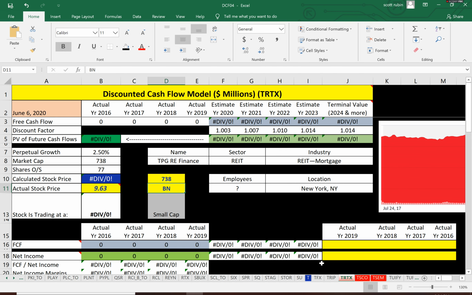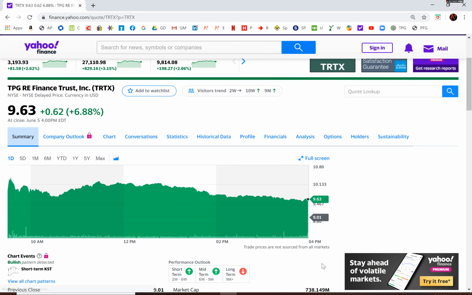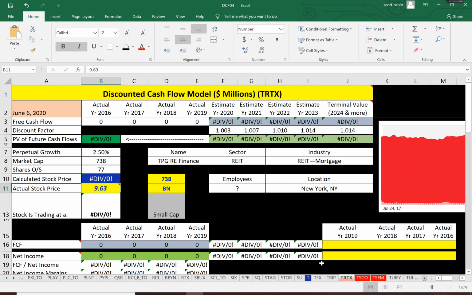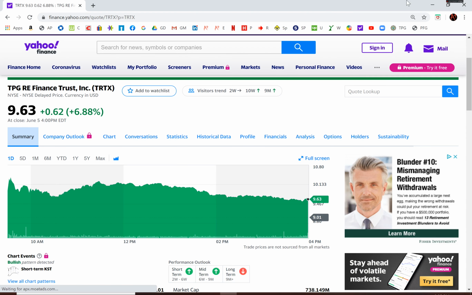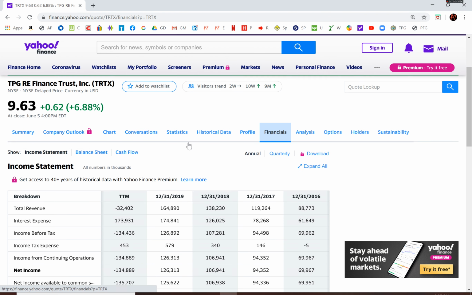So for the model, we need the market cap, which is 738 million, and then the stock price, which is 9.63. And we're just pulling that off of Yahoo Finance. And now we can calculate the shares outstanding, which is market cap divided by stock price. 77 million shares outstanding. Next, we need the free cash flows, and that's also in Yahoo Finance.